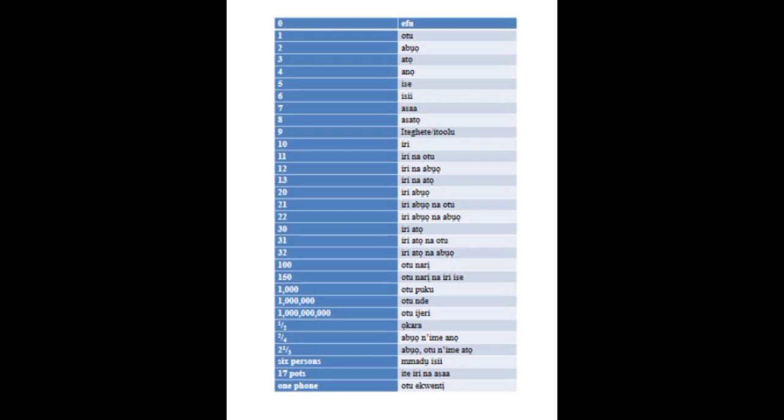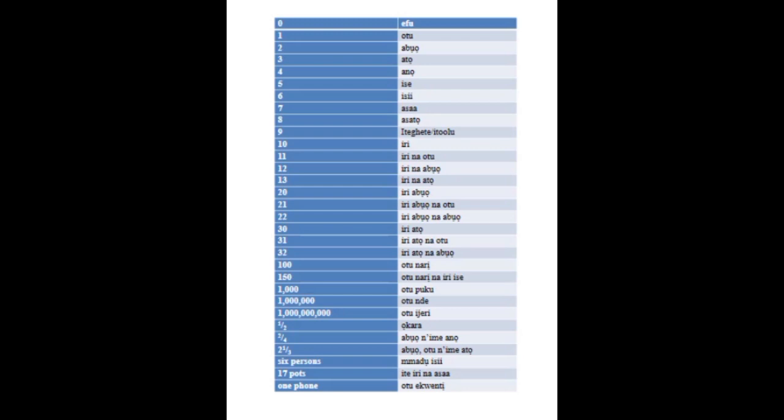Now look at 30. I told you before, it's iri atọ. 31 is what? Good job. Iri atọ na otu. 32 is good. Iri atọ na abụọ. 33 is what? That's a good job. Now let's go to 100.